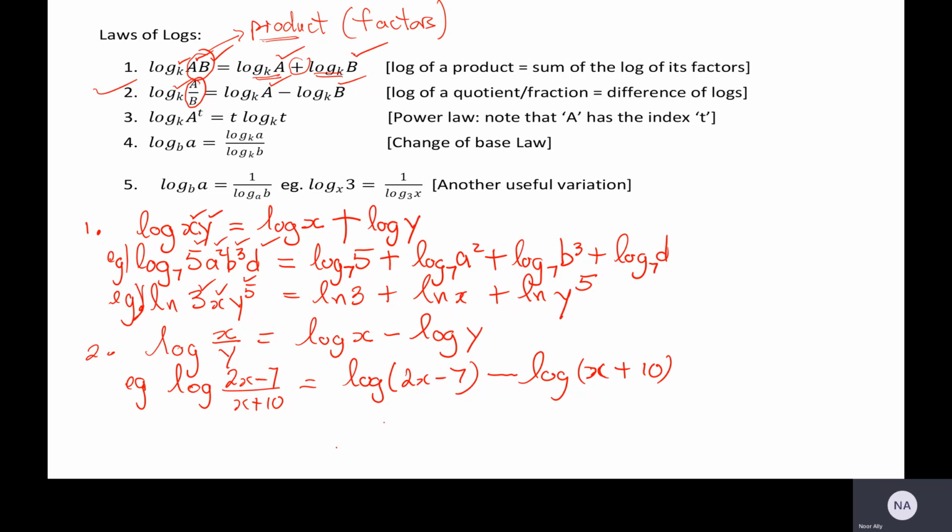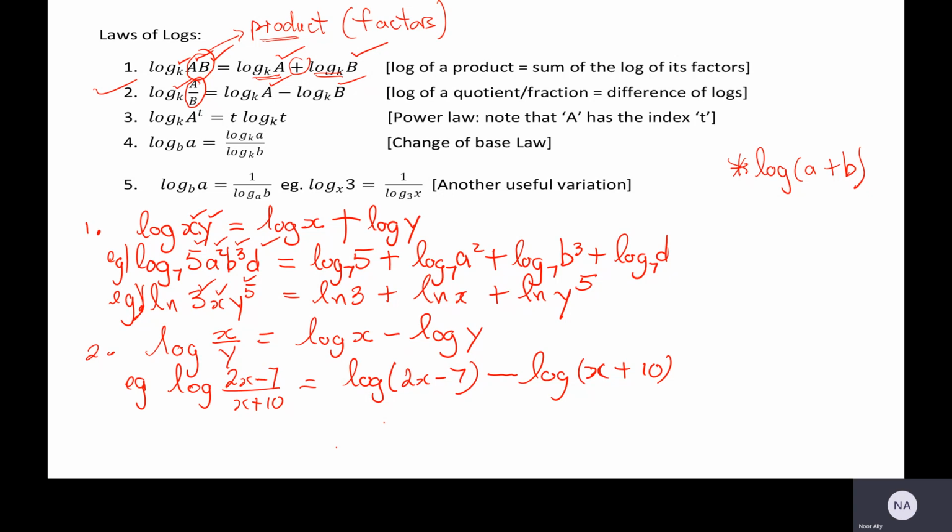Now, I just want you to be careful because I'm going to bring this up right now. People get tempted. What is the temptation? The log of a plus b. Look carefully at the laws. There's no law on that. There's nothing you can do.